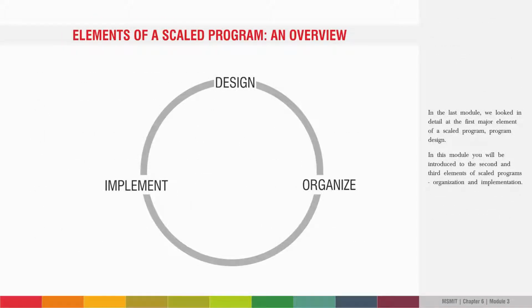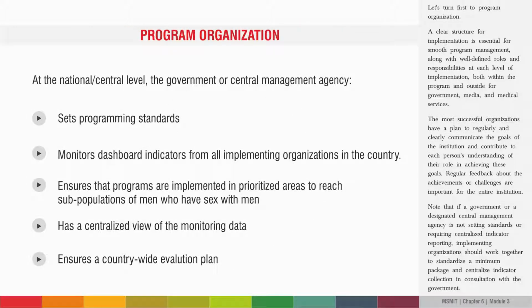In the last module, we looked in detail at the first major element of the scaled program design. In this module, you will be introduced to the second and third elements of scaled programs, organization and implementation. Let's turn first to program organization. A clear structure for implementation is essential for smooth program management, along with well-defined roles and responsibilities at each level of implementation, both within the program and outside for government, media, and medical services.